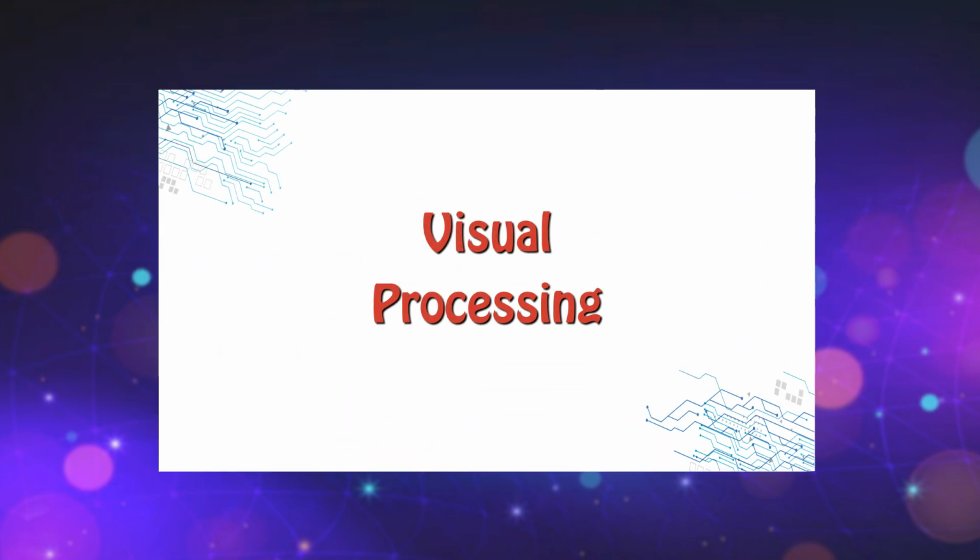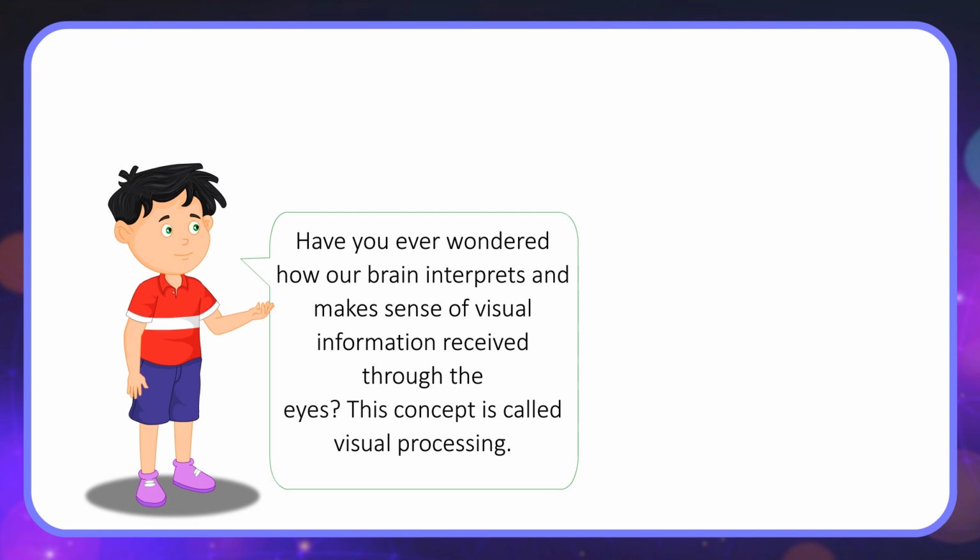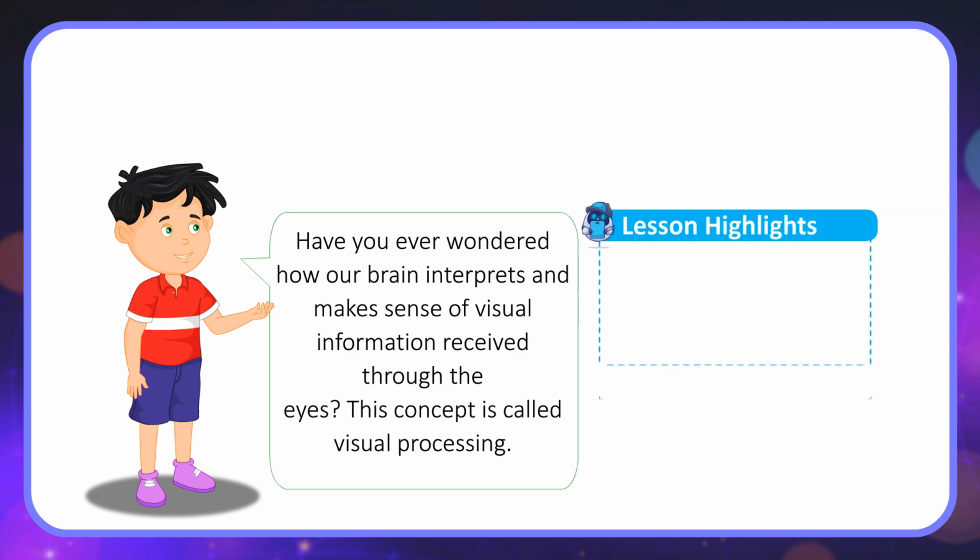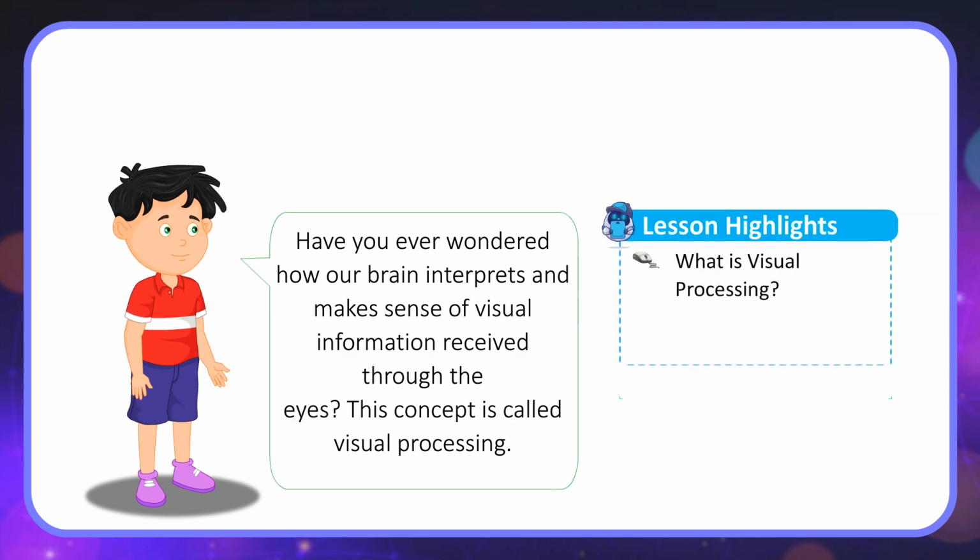Visual processing. Have you ever wondered how our brain interprets and makes sense of visual information received through the eyes? This concept is called visual processing. Lesson highlights. What is visual processing? Key components of visual processing.